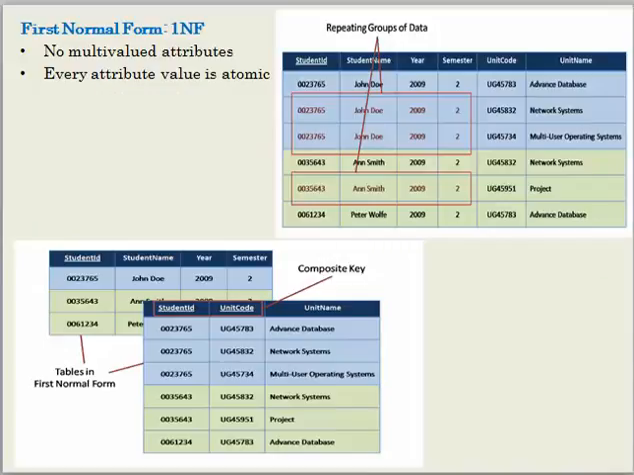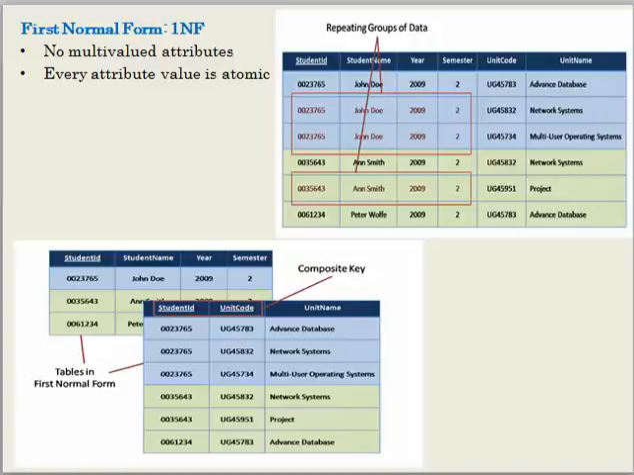First normal form: no multi-value attributes. Every attribute value is atomic. So look at the table, we see a repeating group of data. In this case, we have a solution.